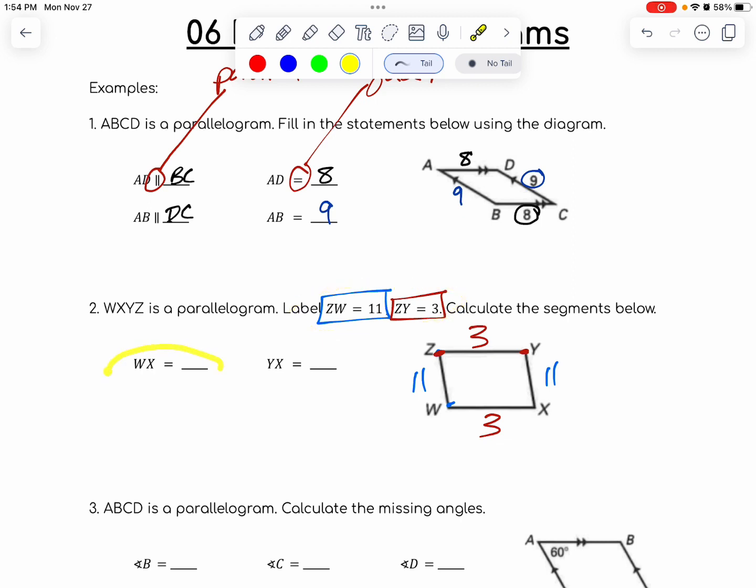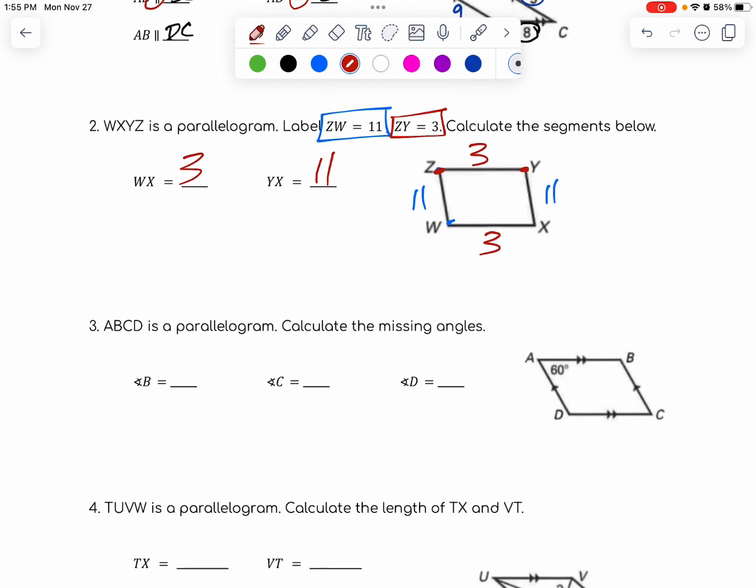So what number did I write next to WX? Find WX, trace it with your finger. There's a 3 there. Super. What about YX? Where's YX? Here's YX. Trace it with your finger. There's an 11 there. Great, so I'm going to put 11.